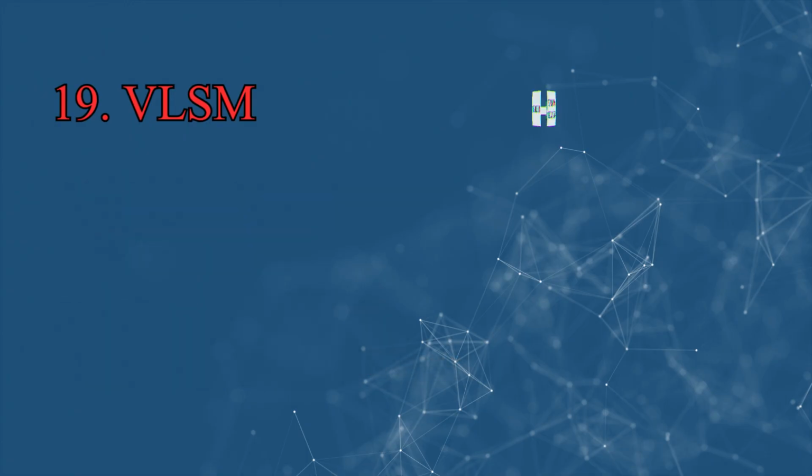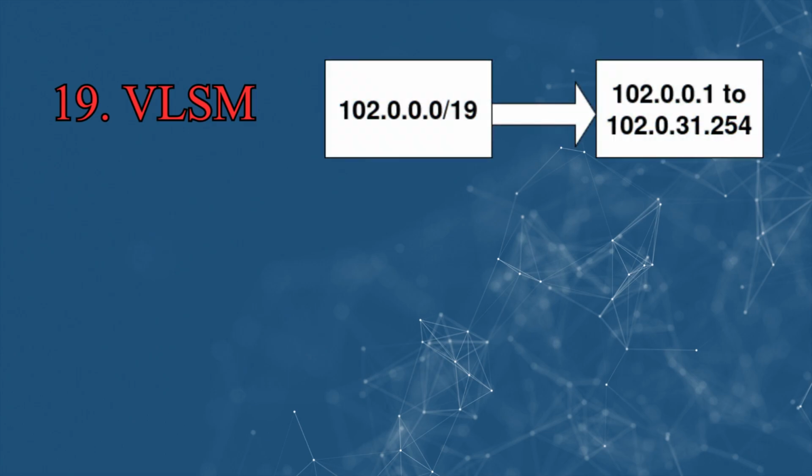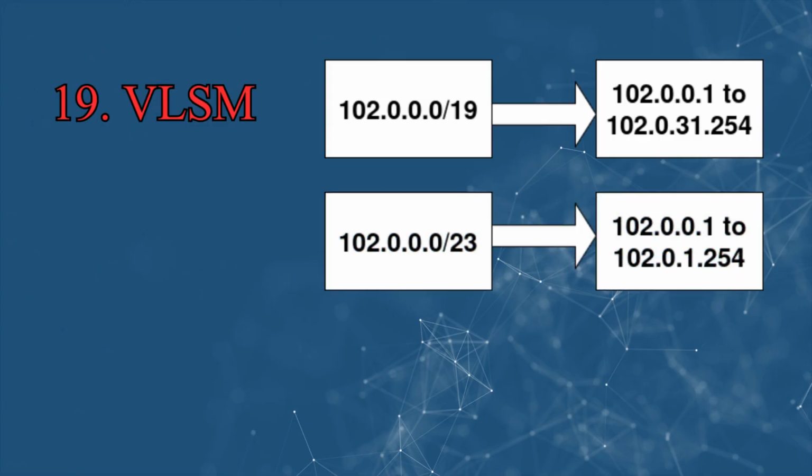So let's say the ISP gave us the network 102.0.0.0/19, which means the usable IP addresses are in the range 102.0.0.1 to 102.0.31.254. We can further divide it into smaller networks. For example, we need to have 500 IP addresses in one network, so we can use a /23 network for that, which gives us 510 usable IP addresses.